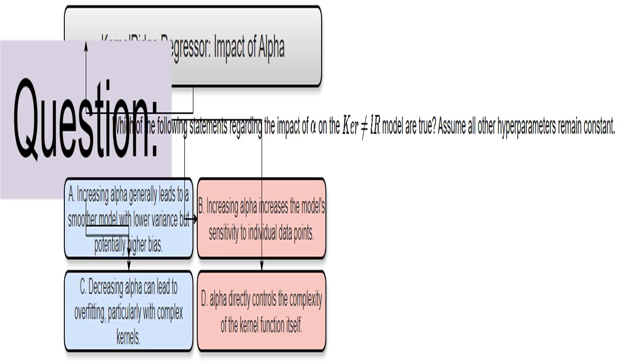This question asks you to understand how the alpha parameter influences a kernel ridge model, which is a type of regression model used to fit nonlinear relationships. Think of alpha as a tuning knob. We will evaluate its effects on the model's bias-variance trade-off and how it impacts the model's fitting process. You'll assess the validity of different statements about how changing alpha impacts the kernel ridge model. Let's find the true statements. The options will involve model smoothness, sensitivity to data points, overfitting, and the relation of alpha to kernel complexity.